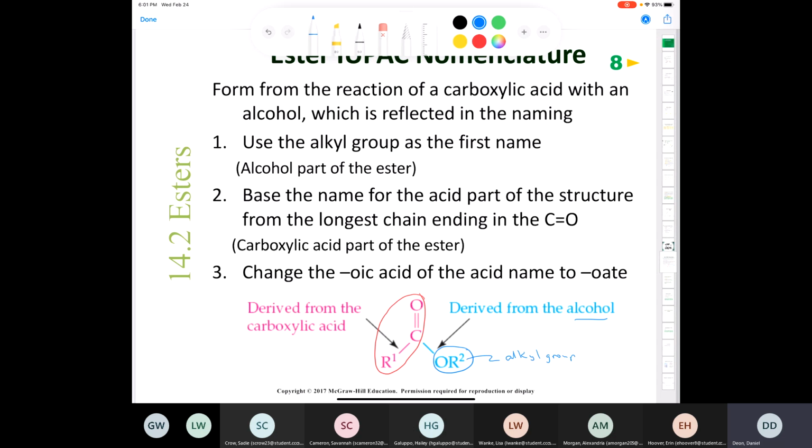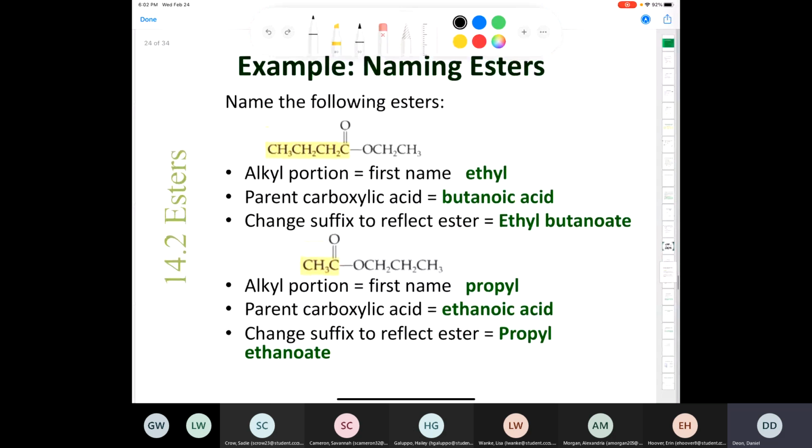If this is OCH3, it would be methyl. If it was OCH2CH3, it would be ethyl, propyl, whatever that alkyl group is. Then the base name, or the parent, comes from the carboxylic acid part of the structure. You determine what the carboxylic acid would be if instead of OR this was OH. You name that carboxylic acid, drop the oic acid, and change it to oate. All right, let's take a look at an example.